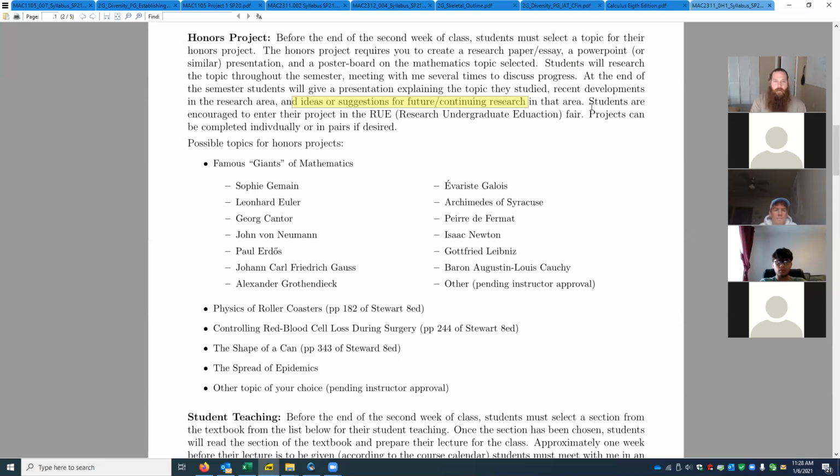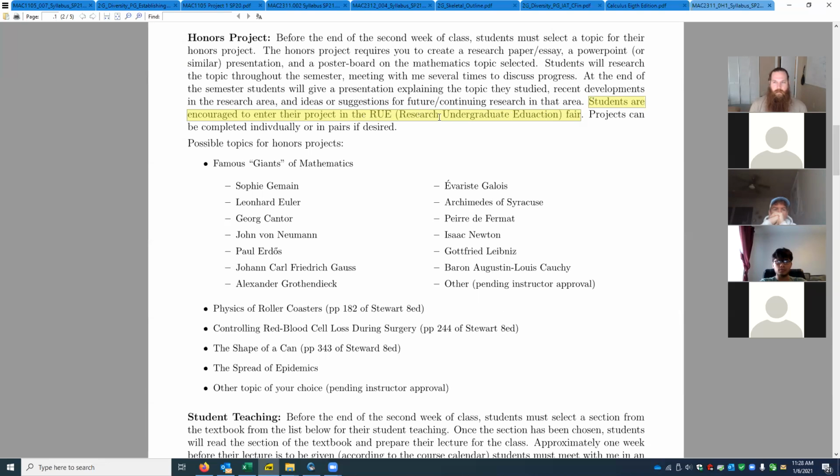I really would like you guys to enter your projects in the RU Fair. The RUE, or Research Undergraduate Education Fair, is an excellent way to open doors for scholarships. There are a couple scholarships tied to the RU Fair that can get you cash in hand immediately. That's always nice. But it's also a really good way to connect with faculty in town here who are interested in doing research with undergraduates.